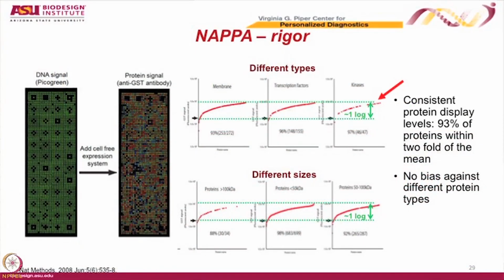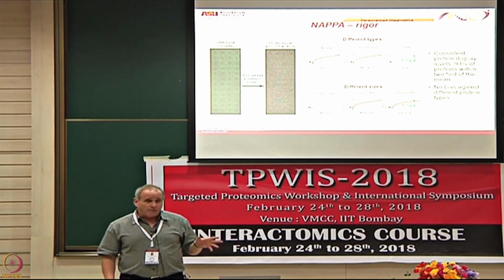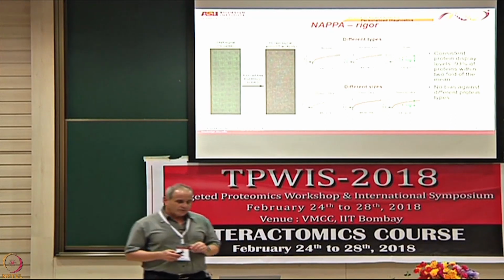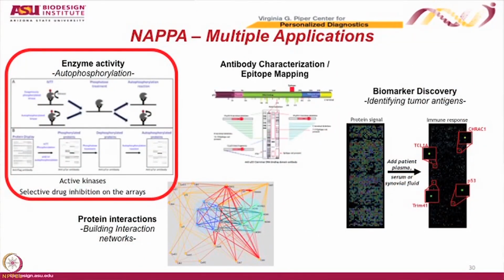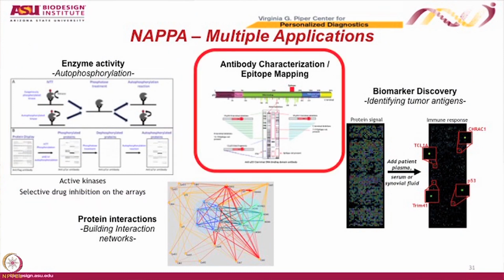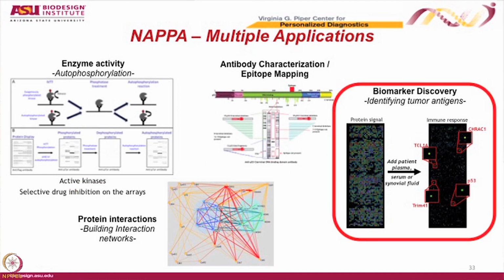Okay, I showed you that. So it's key if you're going to do a clinical study to know that there are no biases against specific protein types. If there were biases, that would be a problem when you try to draw conclusions. So these are some of the things that we've done with it. About protein phosphorylation, I'll probably do that in my last talk. I talked a little bit before about mapping protein domains. We talked about the protein interaction studies. And now I'm going to focus a little bit more on biomarker discovery.